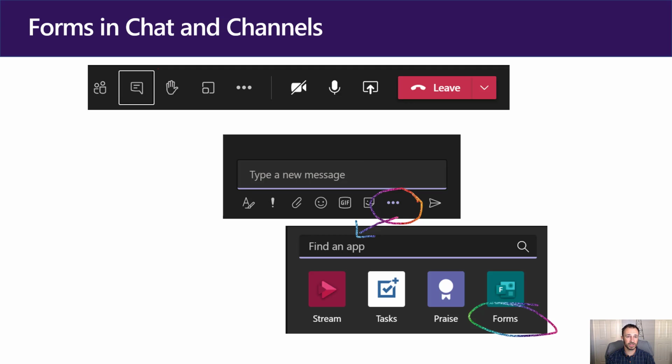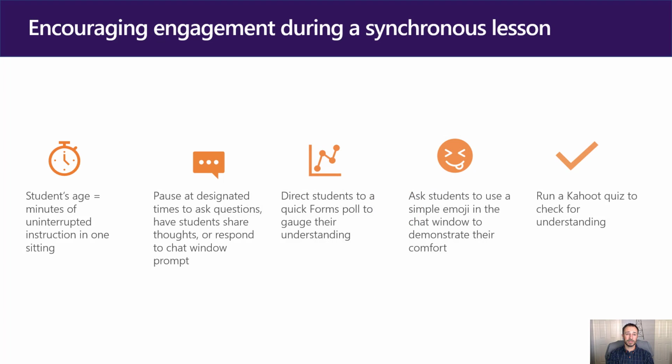Here's a quick screenshot of how to do that. If I'm in a live call, I click the comment button. If I'm just in a conversation, I would just go to the conversations, click the 3 dots, and I can add in a form. So it makes it really quick and easy to add those in.